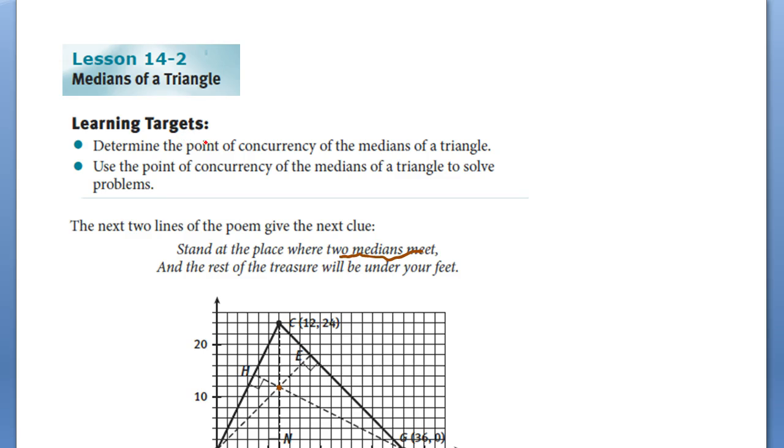In this lesson, we found the point of concurrency of the medians. This was called the centroid.